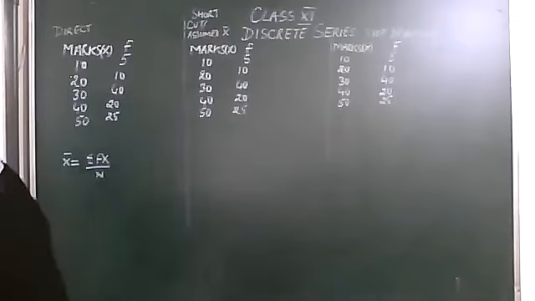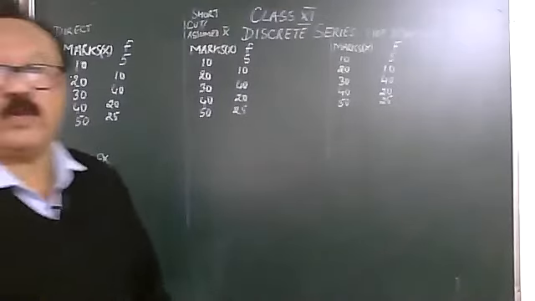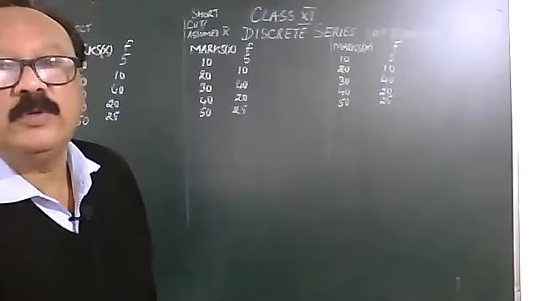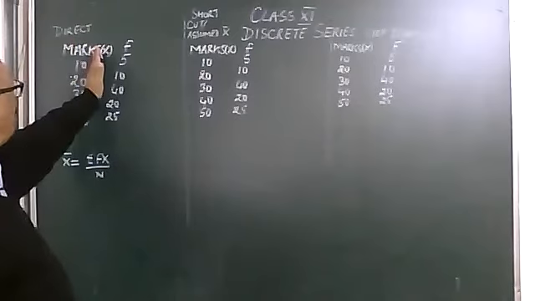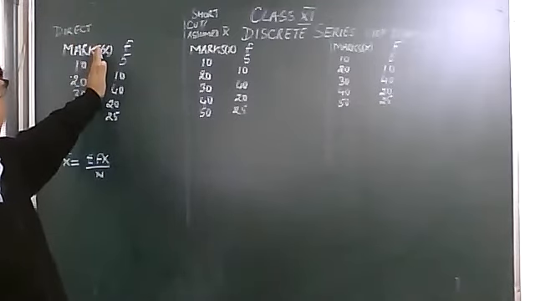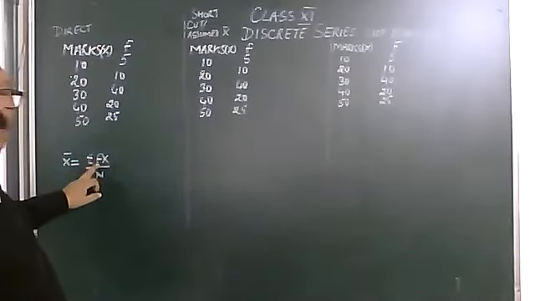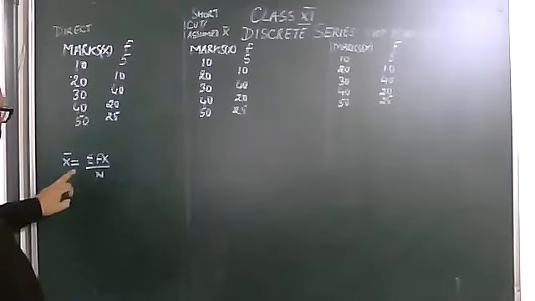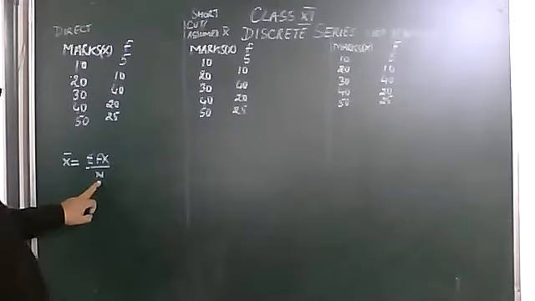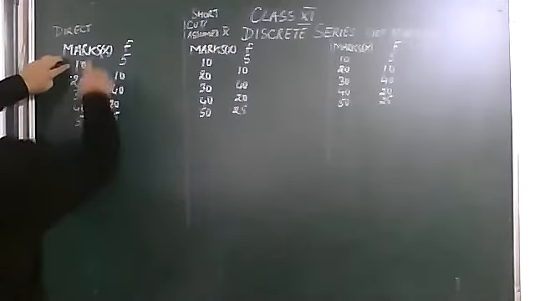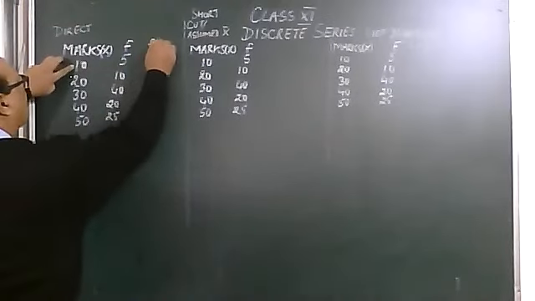Yesterday, for the individual series, the best way to remember formulas is that it was sigma x upon n, because no frequencies were given. Here frequencies are given. In individual it was sigma x, so frequency is added on into the formula. So the formula becomes mean is equal to sigma fx upon n. So what do we do now? We multiply x with f to get fx.